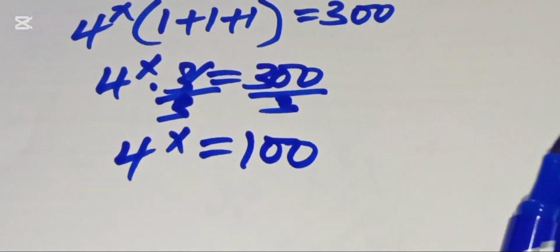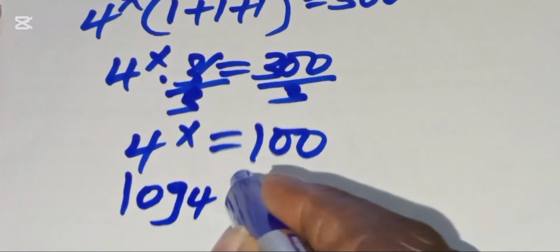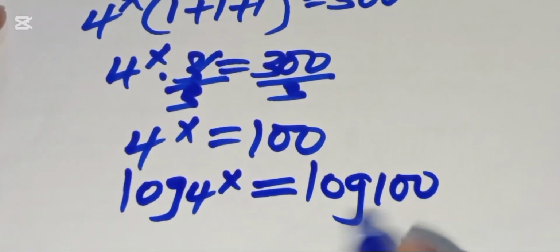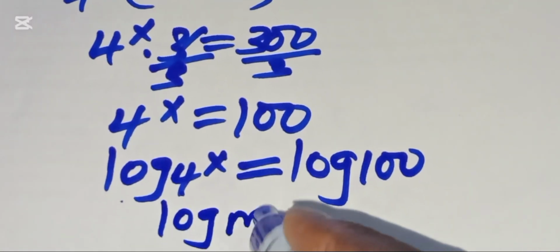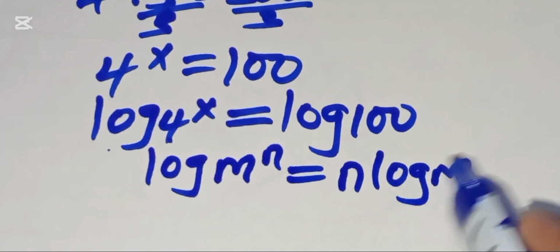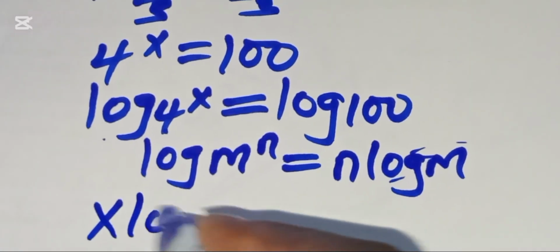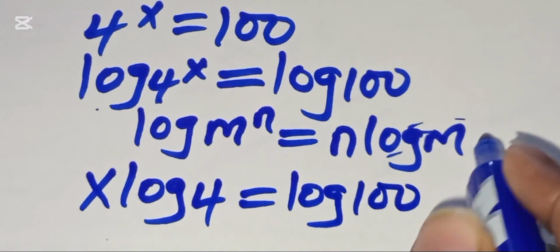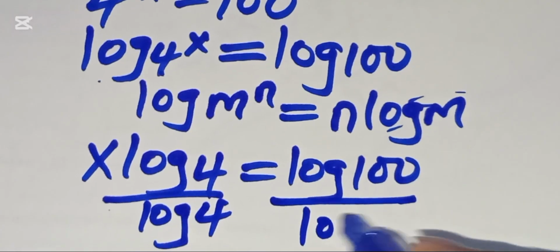Okay, so for the value of x, we introduce the natural logarithm, so that we'll have log 4 raised to power x equal to log 100. Log 4 raised to power x is in the form of log m raised to power n, which is expressed as n log m. Applying this power rule property of logarithms, we're going to have x log 4 equal to log 100. So we divide both sides by log 4.